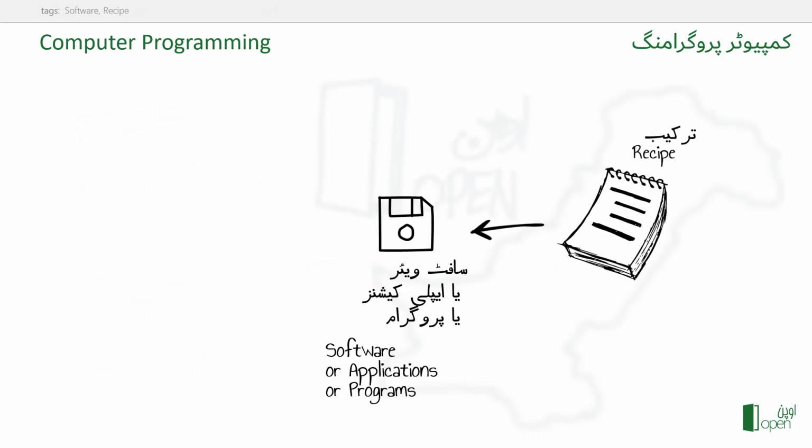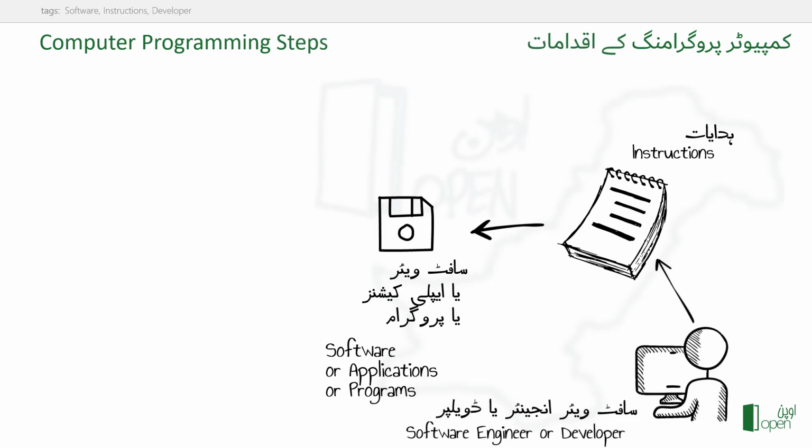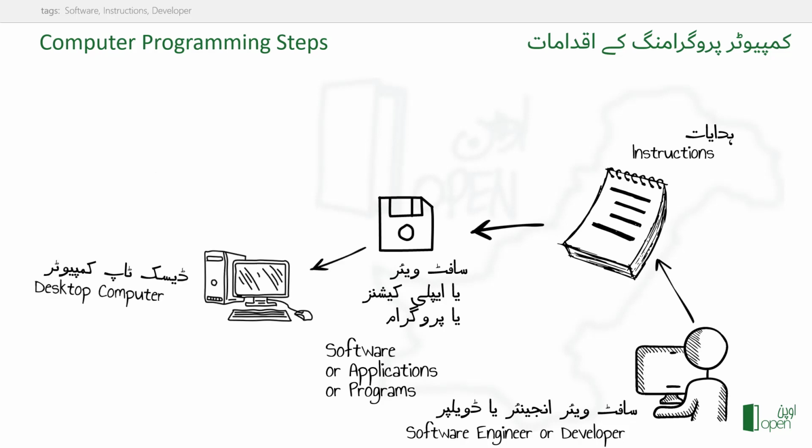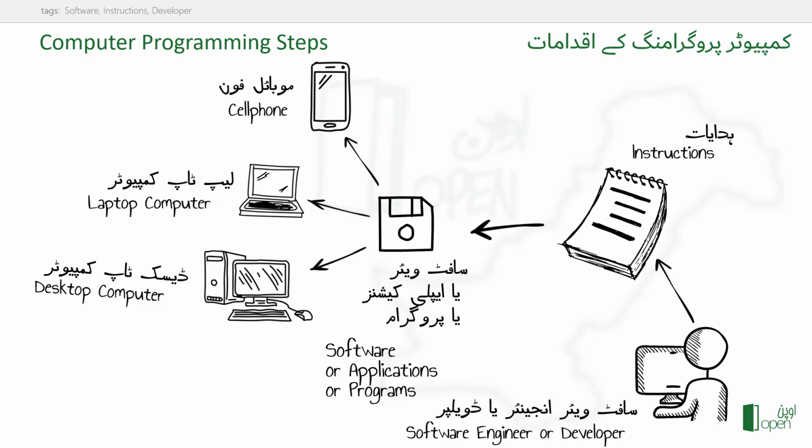A recipe is just like a program, which, in turn, is a set of instructions. These instructions are generated by a software engineer and deployed to a desktop computer, laptop, or cell phone. A software engineer or developer produces the instructions, and this set of instructions is converted to a software or an application or a program and deployed to a device.